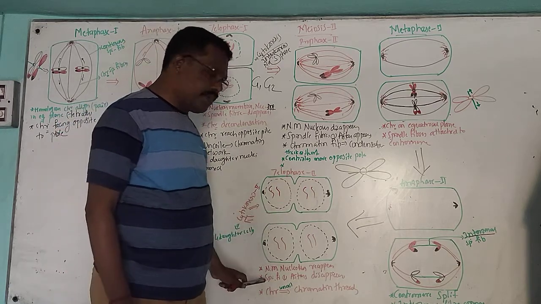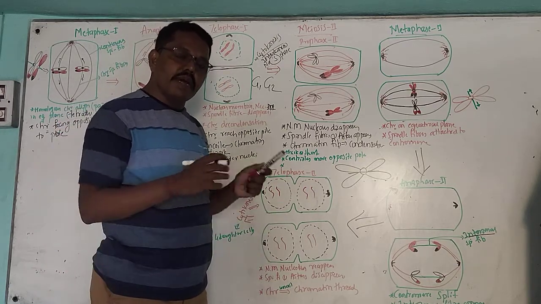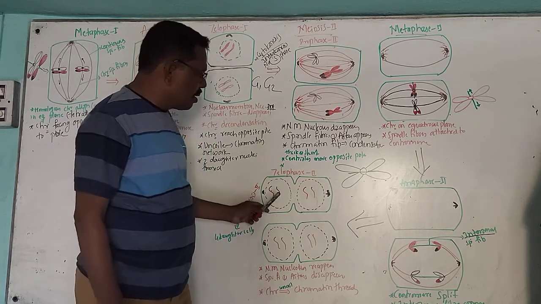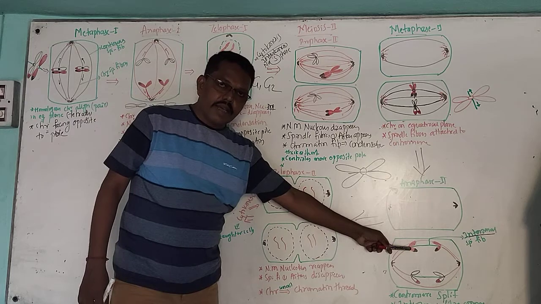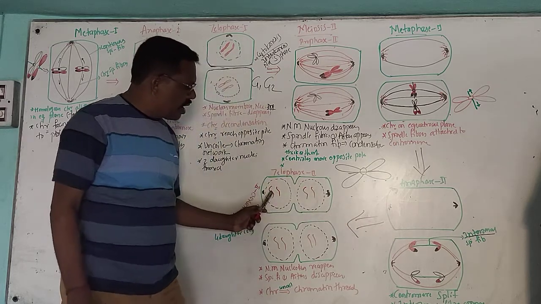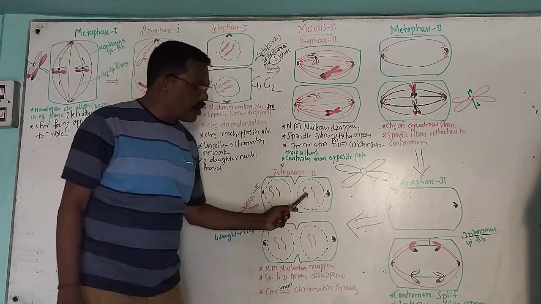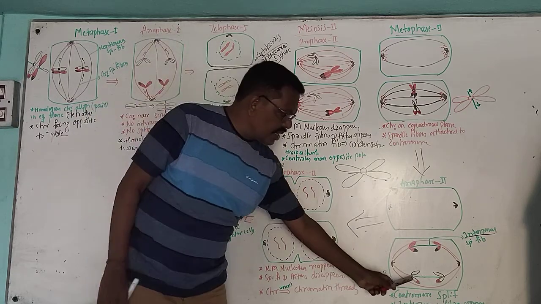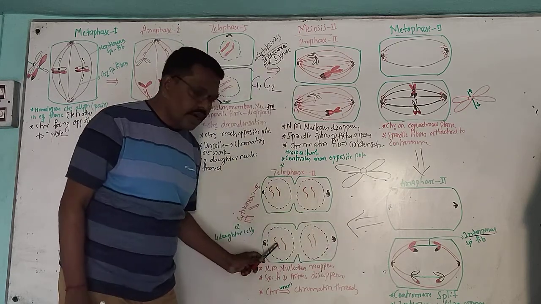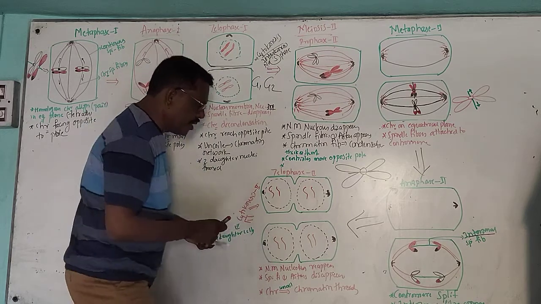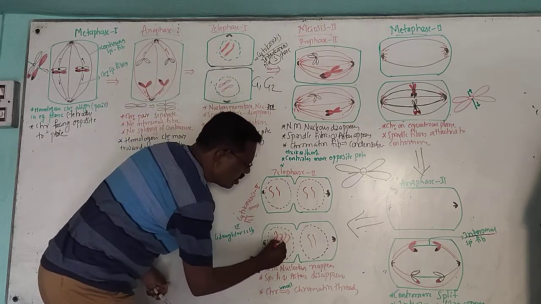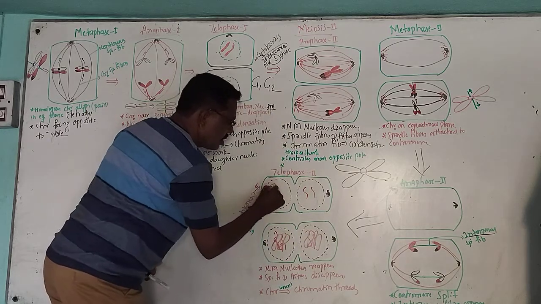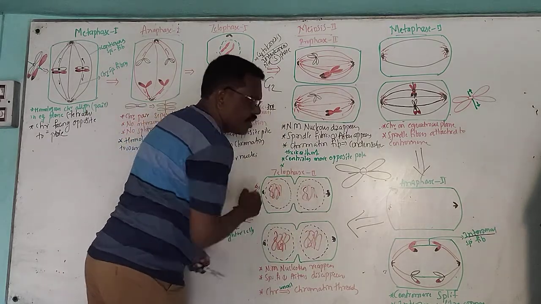Then the spindle fibers, as stars, will become what? Disappear. Then finally the chromosomes will become what? Uncoiling. This chromosome will become uncoiling. They will become chromatin threads. As well as here, this chromosome will become uncoiling. It will become a threadlike structure. Then this chromosome also will become a threadlike structure.